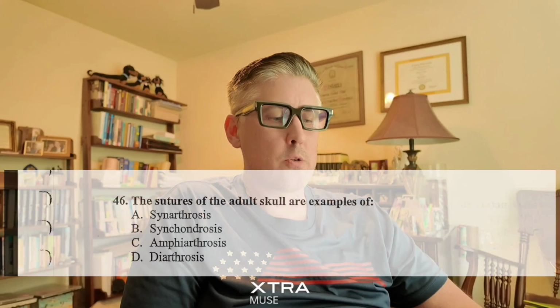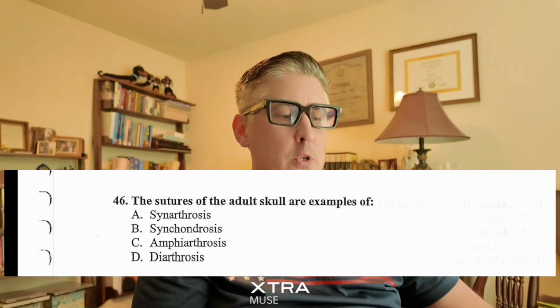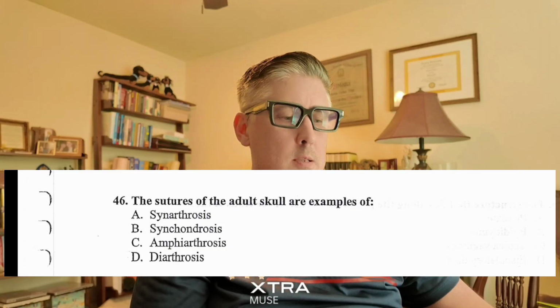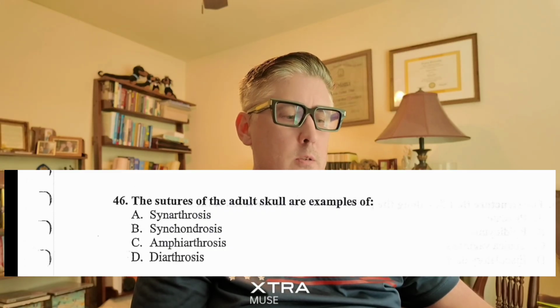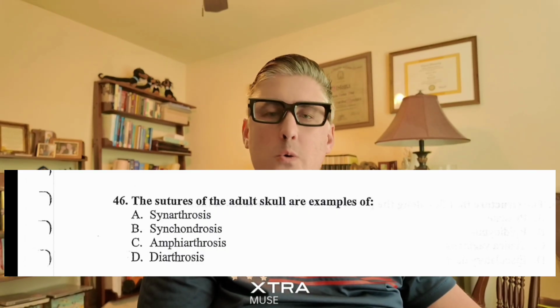Reading some other questions here. So here is also with joints, the types of joints, right? The sutures of an adult skull are an example of what type of joint? Synarthrosis, synchondrosis, amphiarthrosis, and diarthrosis. These are types of joints: freely movable, slightly movable, or immovable, right?